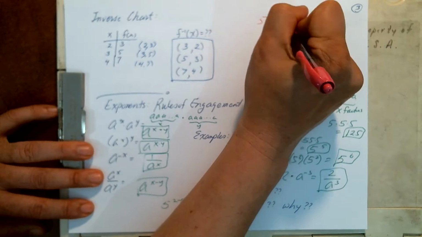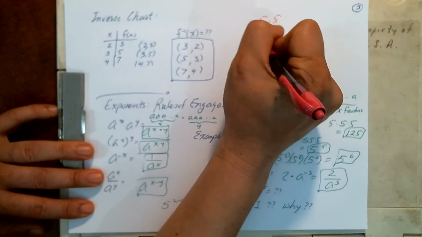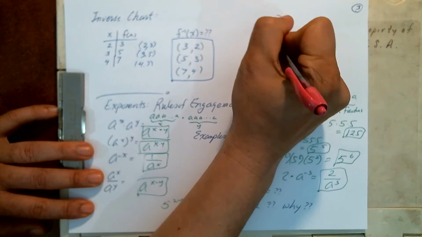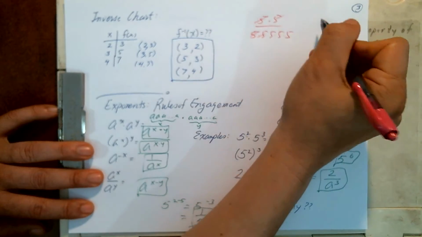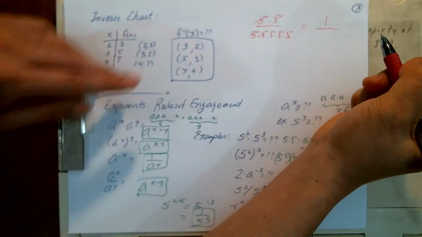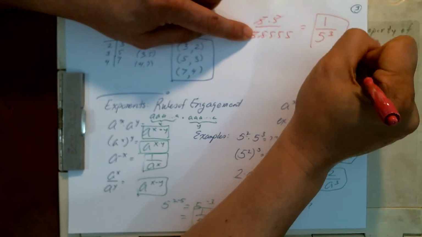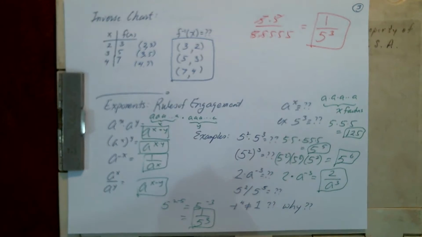5 times 5 over 5 times 5 times 5 times 5 times 5, right? There are 2 factors, so we can cancel those 2. You end up with 1 over, there has to be a remainder of 1, and then 5 cubed. Okay? So that's how you do that question.